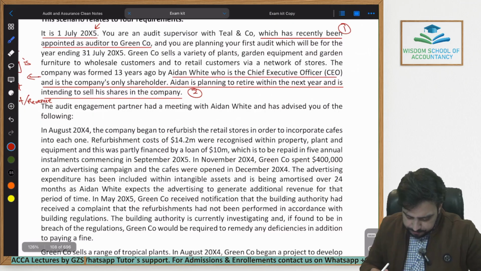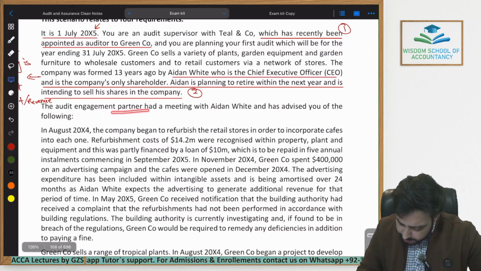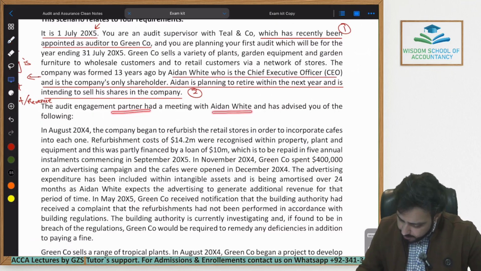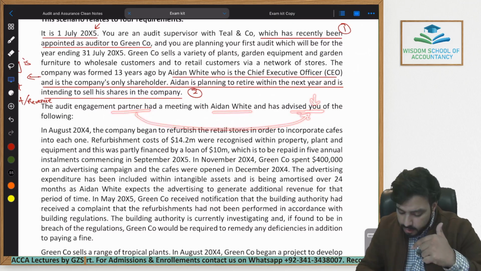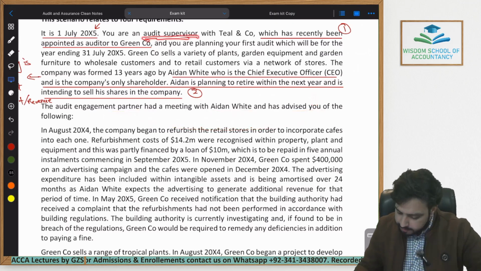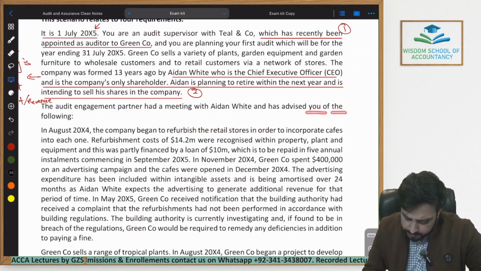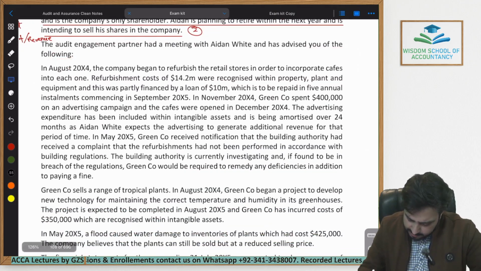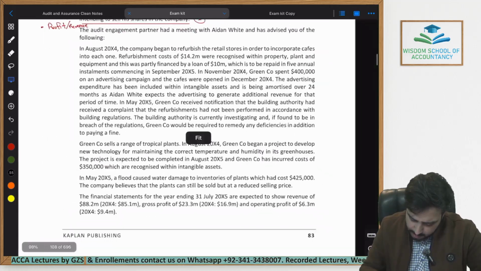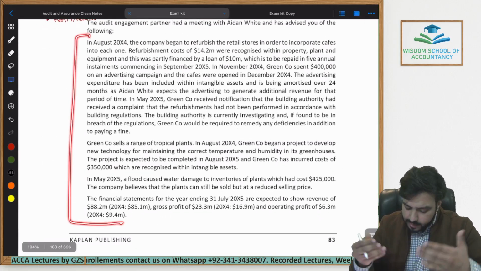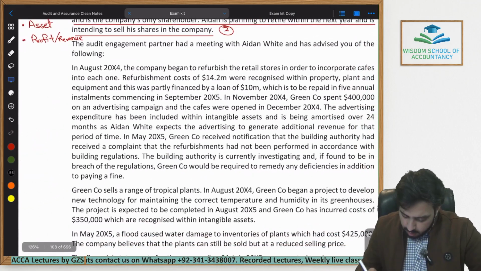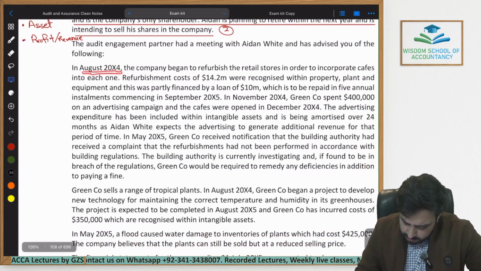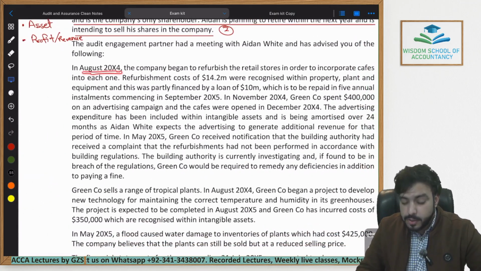Let's move forward. The audit engagement partner had a meeting with Aiden White and has advised me. Who am I? I'm the audit supervisor within his audit firm. All right. Had advised you of the following. So basically, these are the things that he has told us. All of the paragraphs here are the things that the audit partner has told me. Let's read them. In August 2014, in which year would it fall?